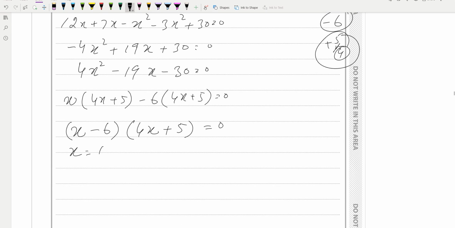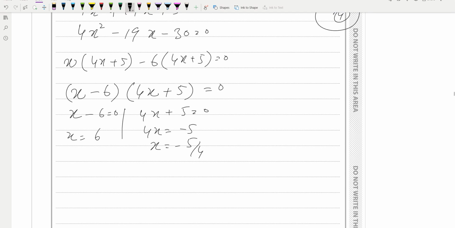Now x minus 6 is equal to 0 and 4x plus 5 is equal to 0. From the first, we can write x is equal to 6. Similarly, from this one, 4x is equal to minus 5, so x is equal to minus 5 by 4. These two are the x values which we will be replacing to get the values of y. To find the values of y, turn by turn we will replace the x values.